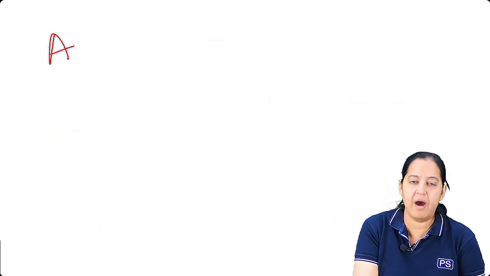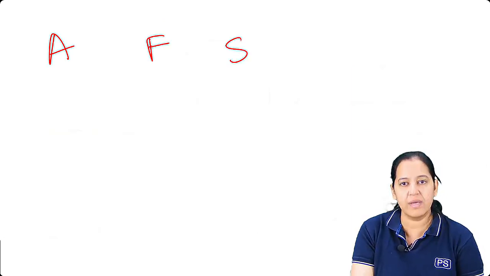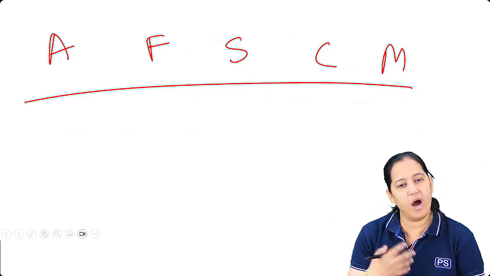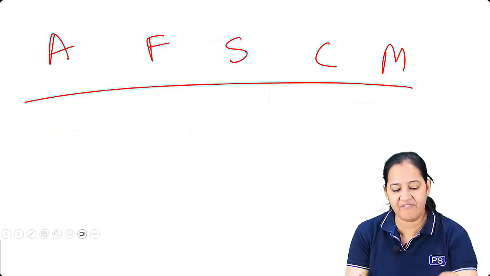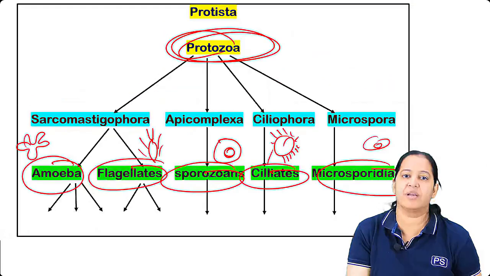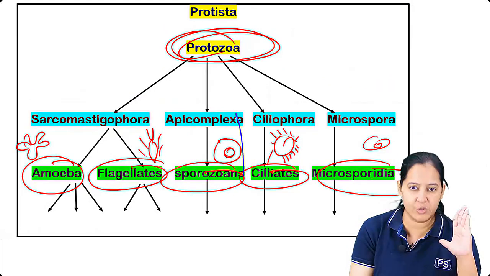Amoeba, flagellate, sporozoan, ciliate, microsporidium. If you want to make some mnemonic, you can. If you can't, just learn the names. These are the five categories of the protozoa. I'm teaching you protozoa. Let me further continue the classification. In this classification, I will teach you the first three categories.